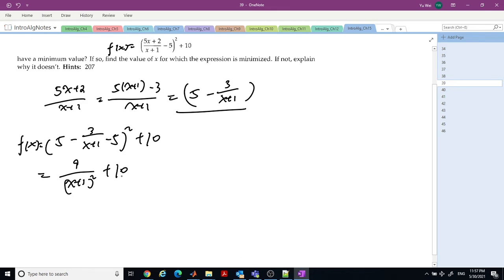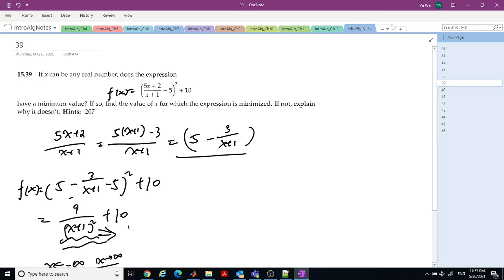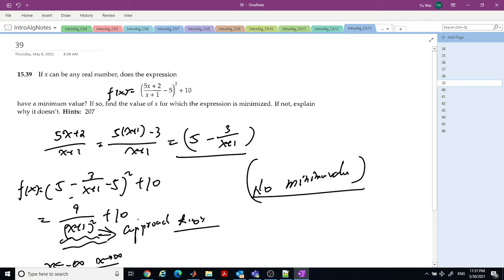Now if x goes to negative infinity or positive infinity, the fraction can approach 0 but can never be 0. So there is no minimum value, because if you think there is a smallest value, you can increase x and get smaller. You can infinitely approach 10, but you cannot equal 10.